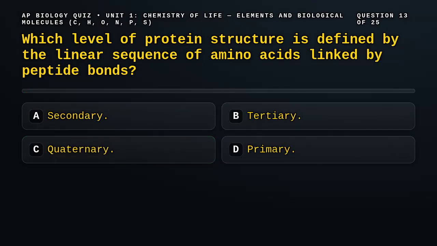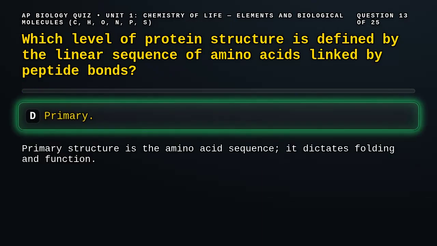Question 13. Which level of protein structure is defined by the linear sequence of amino acids linked by peptide bonds? A. Secondary. B. Tertiary. C. Quaternary. D. Primary. Correct answer, D. Primary structure is the amino acid sequence connected by peptide bonds. It dictates higher level folding and ultimately function.